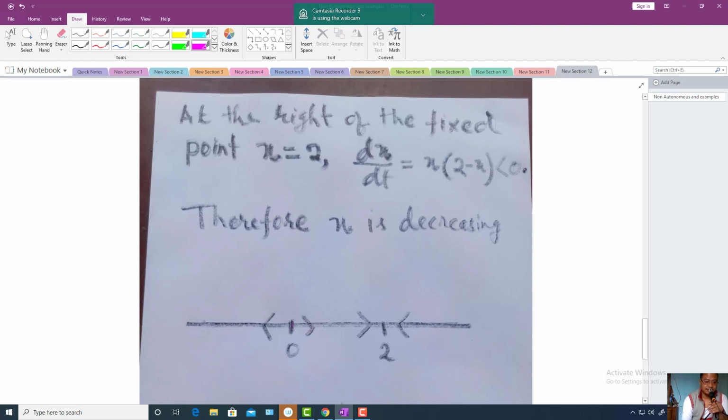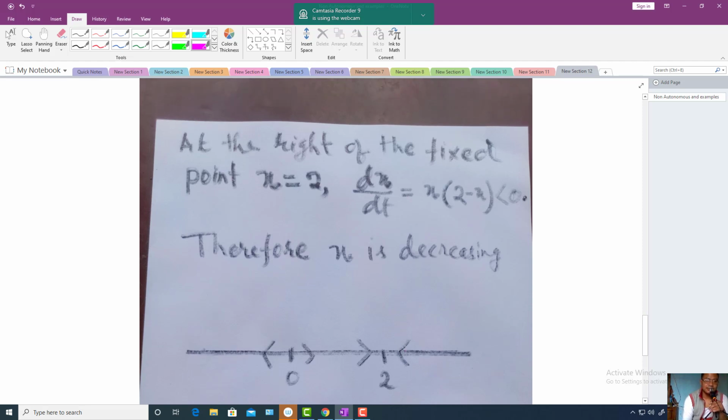In case of this fixed point, near the fixed point, points are moving away from the fixed point. But here, just consider one point very near to 2 but on the left of 2, it is moving toward this fixed point 2. And next let us see some point on the right side. So at the right of the fixed point x is equal to 2.